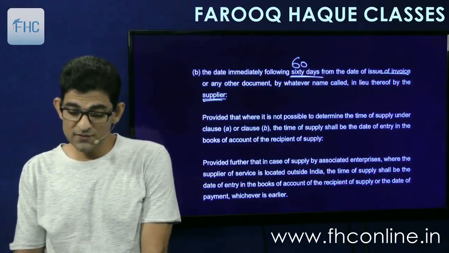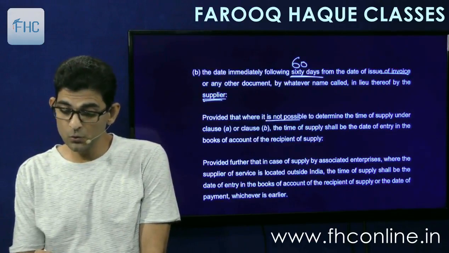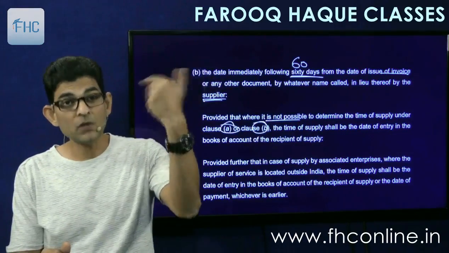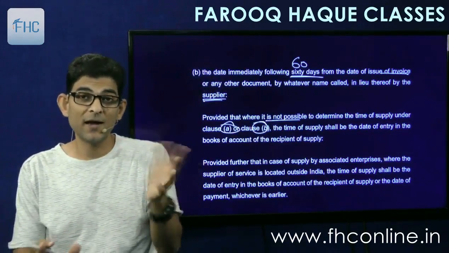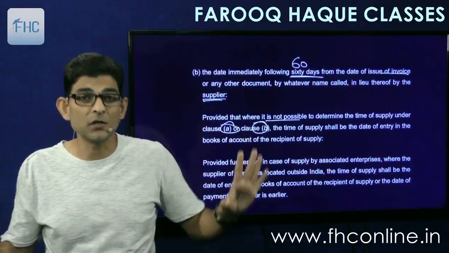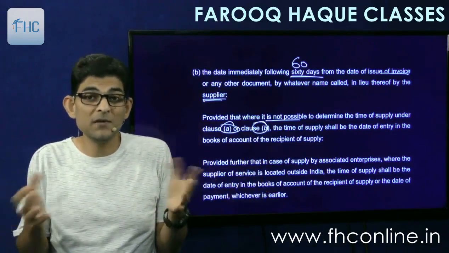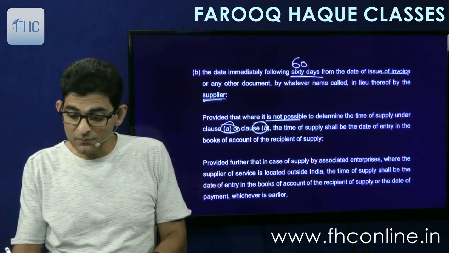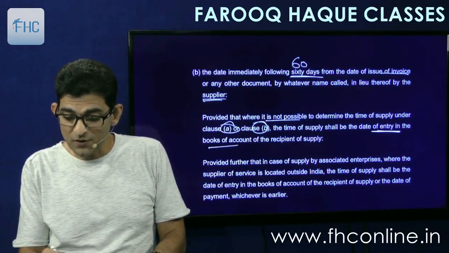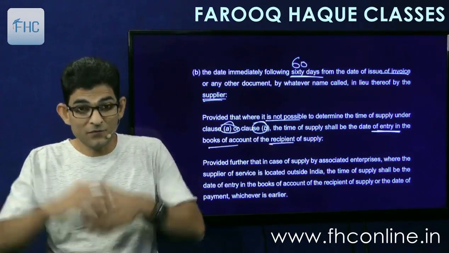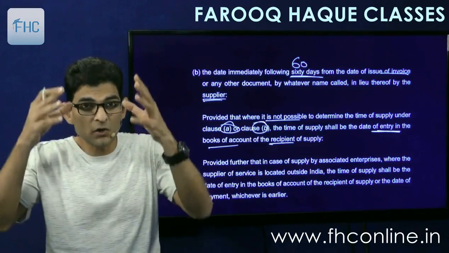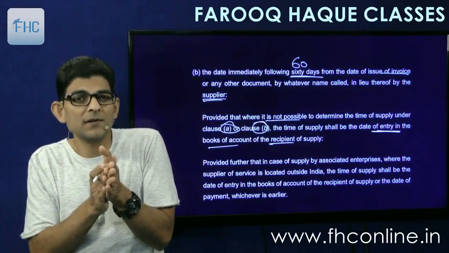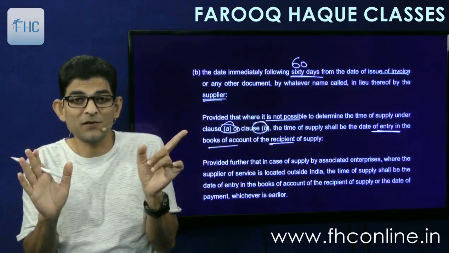The proviso then says that where it is not possible to determine the time of supply under clause A or B, meaning we don't have the invoice, so we cannot count 60 days, and we have made payment in cash, nothing is recorded, so we don't get the date of payment, we don't get the date of invoice, so we cannot calculate 60 days. Then what? The time of supply shall be the date of entry in the books of accounts of the recipient of supply. Whenever you have made the entry, you have recorded an expense of input service. So if you have recorded it, then you will be caught in this point.